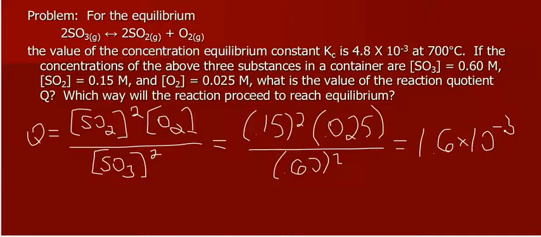Which way will the reaction proceed to reach equilibrium? Well, you compare Q to K, and in this case Q is less than K. K was given in the problem as 4.8 times 10 to the negative 3. So since Q is less than K, the reaction will proceed to the right toward the products in order to reach equilibrium.